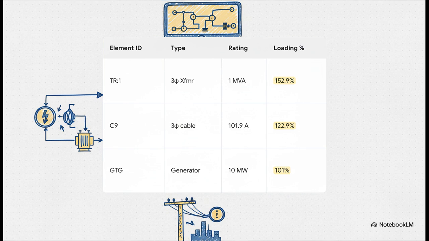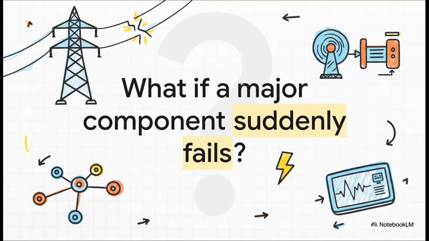This table is showing some major problems found in the model. Just look at that transformer, TR1. It's overloaded by more than 50%. And that cable, C9, is way over its limit too. That's our water pipe analogy again. That pipe is about to burst. These are the exact kinds of disasters you find and fix in the virtual world to prevent fires and blackouts in the real one. So that's one test.